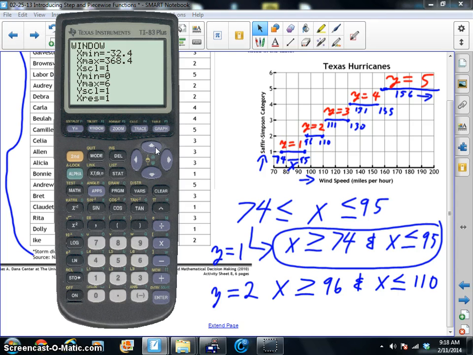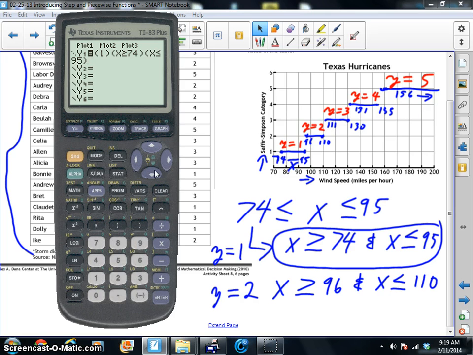The x minimum starts at 70. And it stops at 200. And we'll keep the scale at 1 because, well, let's not do that. We're going to go ahead and change the scale to 10 because if we look over here, it goes by tens. So I'm going to change this to 10. Push enter. Now I'm going to graph this. And as you can see, it only draws that one little line, and that represents the line from 74 to 95.